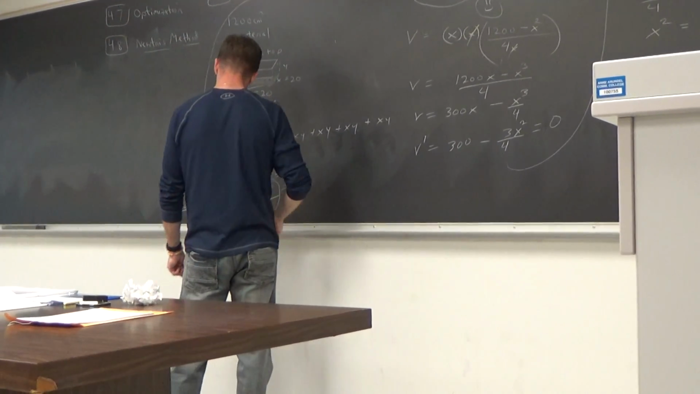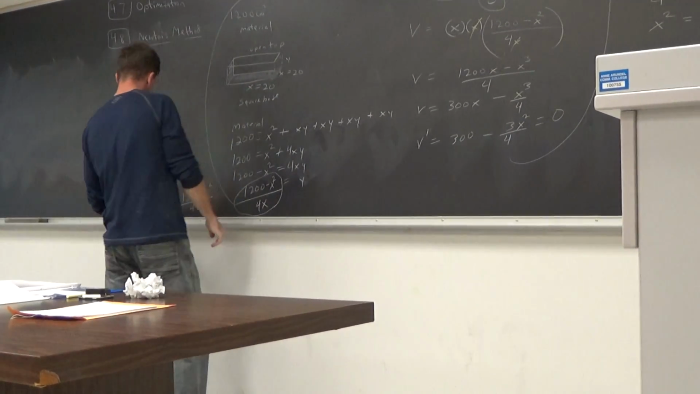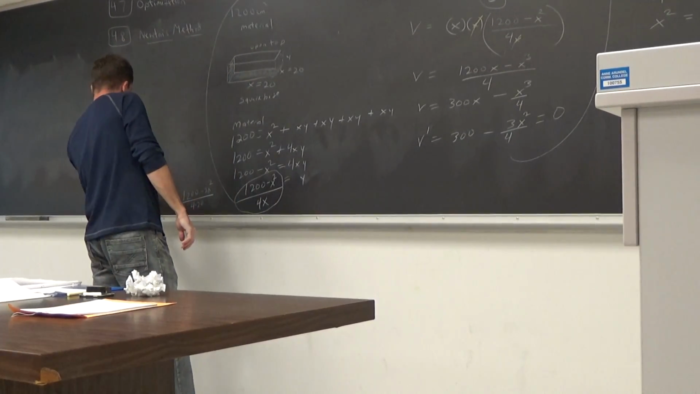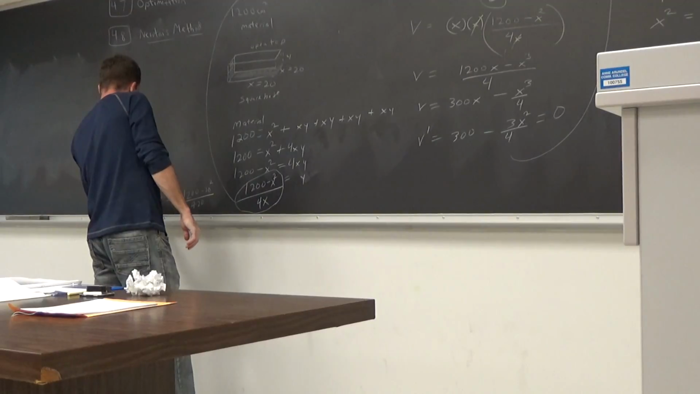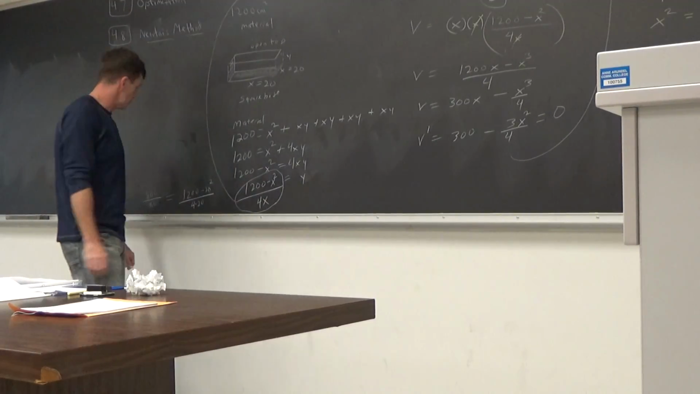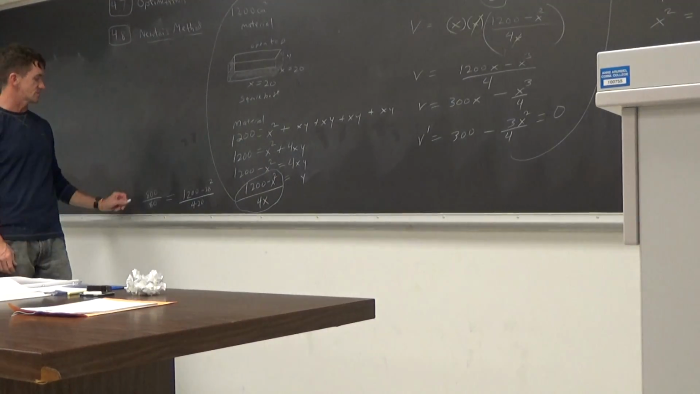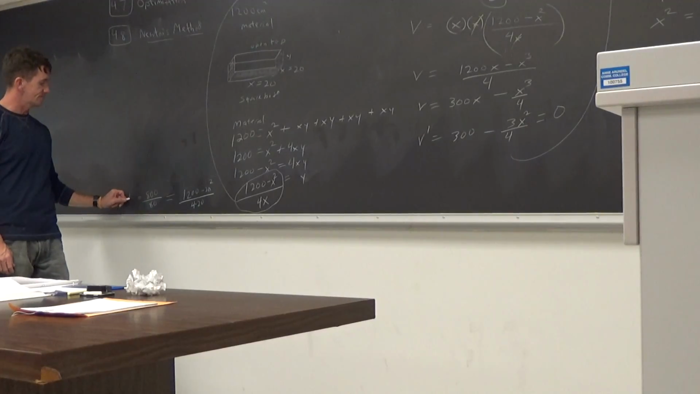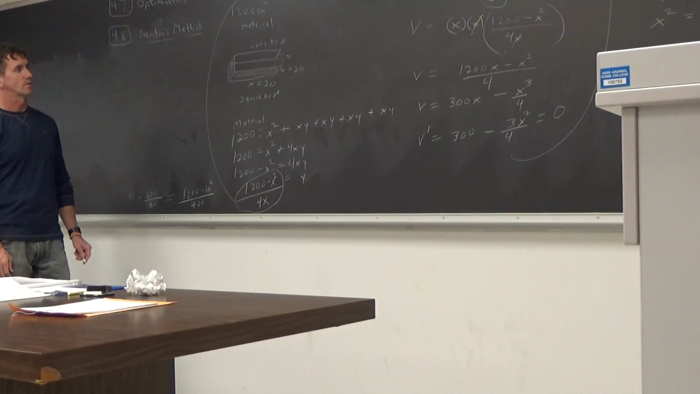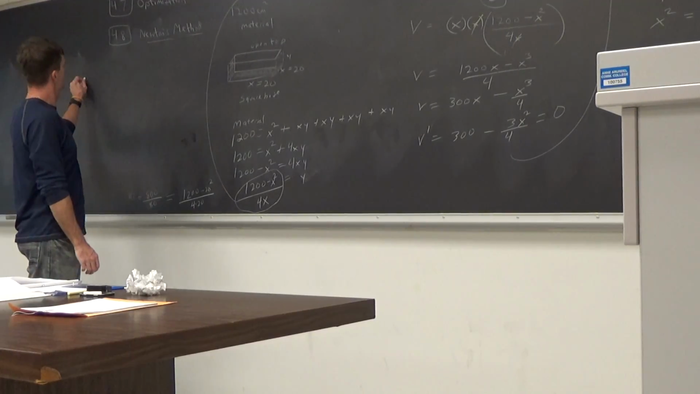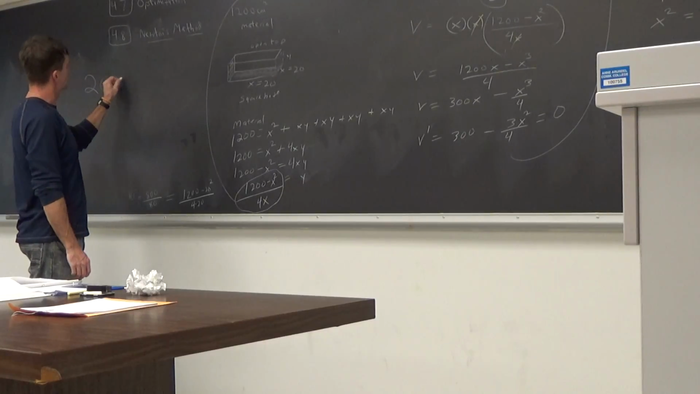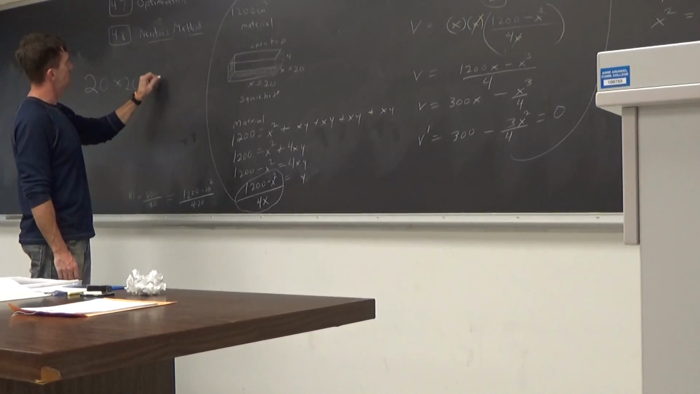1200 minus 20 squared is 800. 800 over 80, which is what? 10. That's the total. Check that, Amber. We get 800 over 80, which is just a nice, neat 10. And so what are the dimensions? It's 20 by 20 by 10 centimeters.